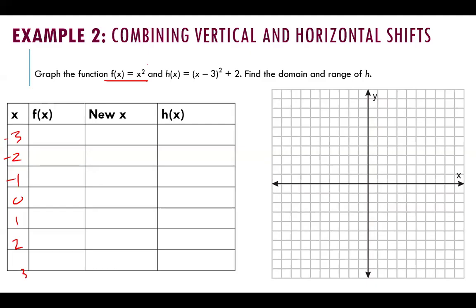So for your original function, f of x equals x squared, all you're doing is squaring each one of your x's, right? So negative 3 squared is 9. Negative 2 squared is 4. Negative 1 squared is 1. 0 squared is 0. 1 squared is 1. 2 squared is 4. 3 squared is 9.